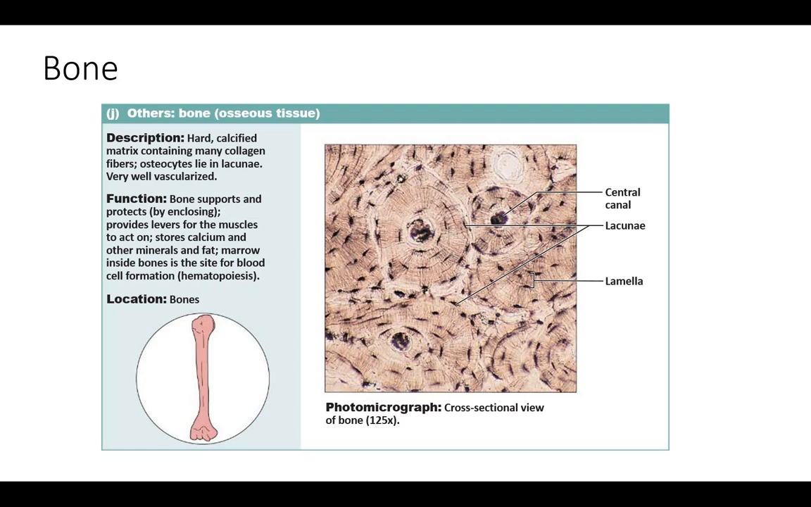The extracellular matrix of bone is hard and calcified due to the deposition of inorganic calcium salts. It is also rich in collagen fibers. The osteoblasts produce this organic portion of the matrix. The mature bone cells, or osteocytes, reside in the lacunae within the matrix. The lamella surrounding the central canal holds blood vessels and nerves.